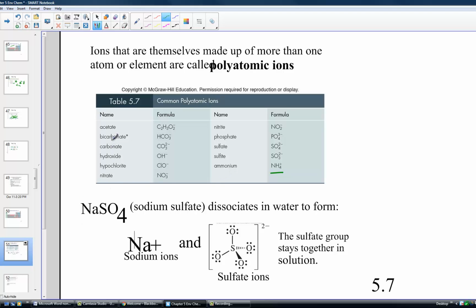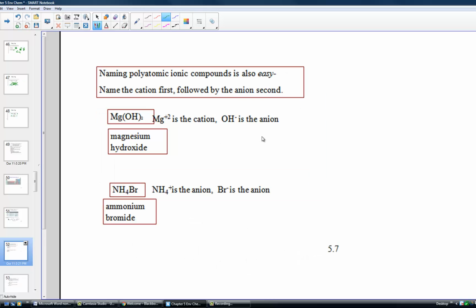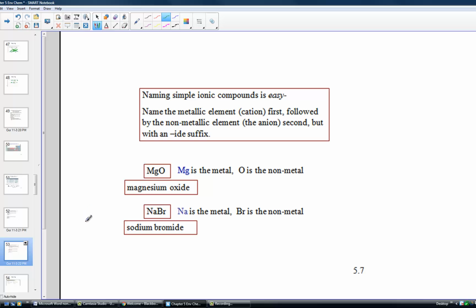These carbonate and bicarbonate will play a significant role in our next chapter on acid-base rain. So we're practicing polyatomic ions, we're practicing ionic compounds with just a little bit of nomenclature. Nomenclature simply means how do I name and write formulas for ionic compounds.